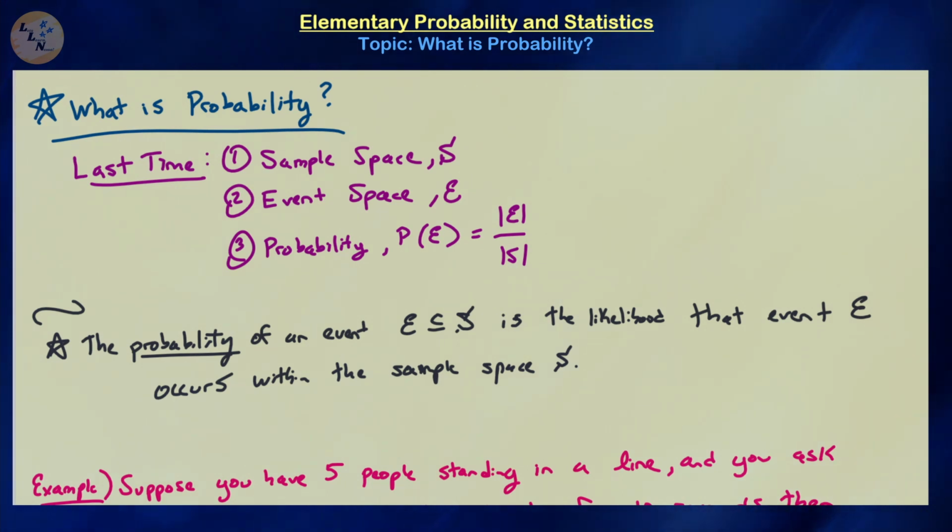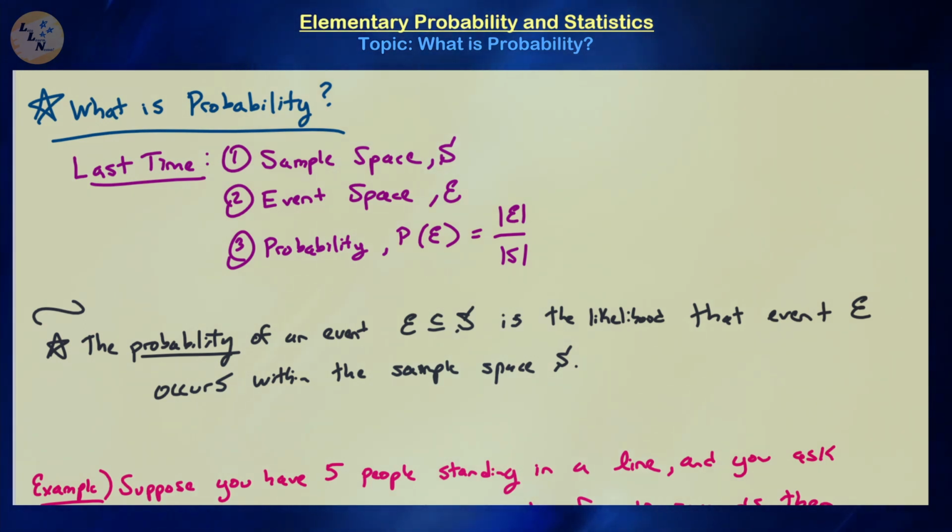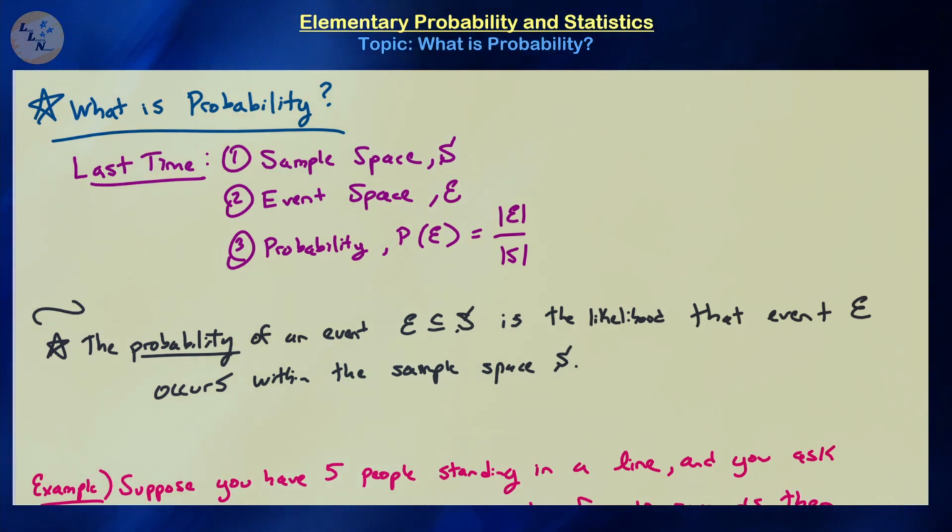So remember, the sample space of an experiment is the set of all possible outcomes of that experiment, and the event space, which is a subset of that sample space, is the set of all outcomes that we are interested in studying. So we define the probability of a particular event to be equal to the size or cardinality of that event with respect to the size or cardinality of that sample space.